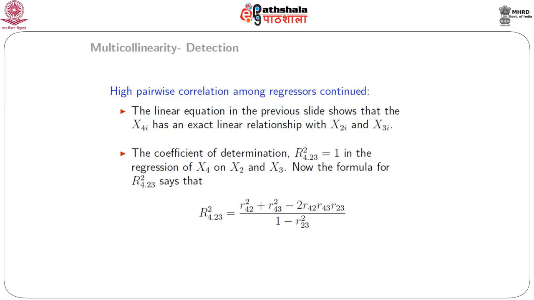So from this regression equation, if we obtain the coefficient of determination, we will write it as R square 4.23, where the subscript 4 is for x4, which is the dependent variable, and it is depending on x2 and x3. Now if this takes the value 1 in the regression of x4 on x2 and x3, we write the formula for R square 4.23, which takes the form r4.2 square plus r4.3 square minus 2 r4.2 r4.3 r2.3 divided by 1 minus r2.3 square.